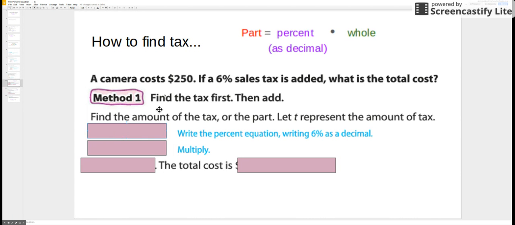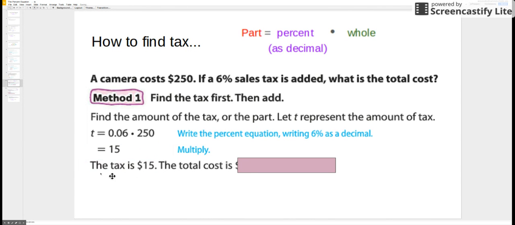So 6% of 250, so that's the part. Okay, so we're looking for our part. You could replace that part with any variable. Part equals percent as a decimal. Move it over 2 places to the left. So percent as a decimal times 250, your whole. Okay, multiply these two numbers and you get 15. So the tax is $15, right? And the total cost would be whatever $250 plus 15 is, and that's $265. Okay? So this is one way to do it.